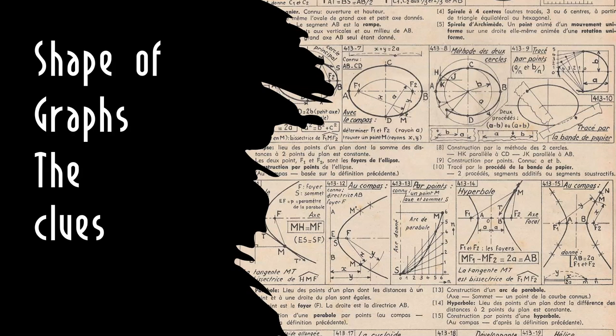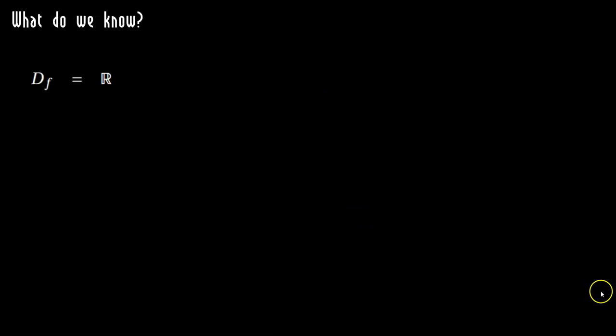Before we get into all the calculations you need to do to find the different parts of a graph so that you can graph it using the clues, I want us to look at how to take the clues and draw the graph. So what do we know? Suppose I know that the domain is the reals.